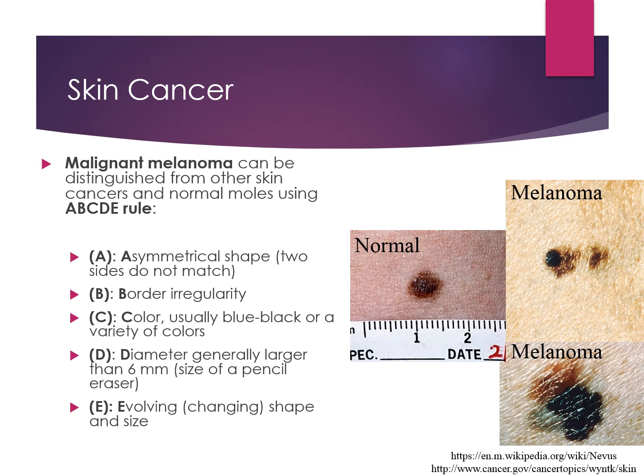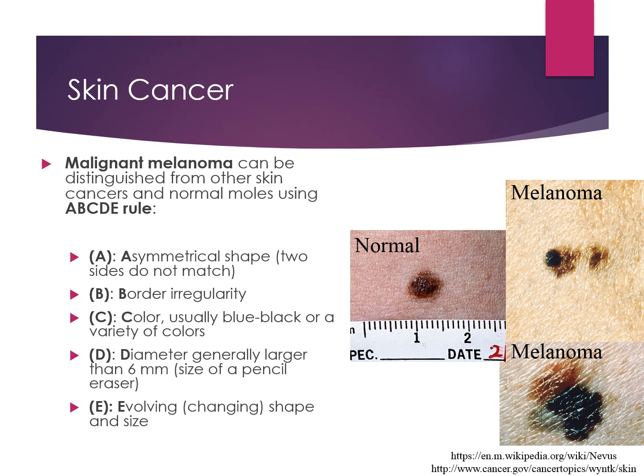C stands for color. Malignant melanoma is usually a dark blue-black, or it has a variety of colors. In the images on this slide, the tumors appear kind of mottled or marbled. The D is diameter. Malignant melanoma tumors are generally larger than about 6 millimeters in size, so they're about the size of a pencil eraser.